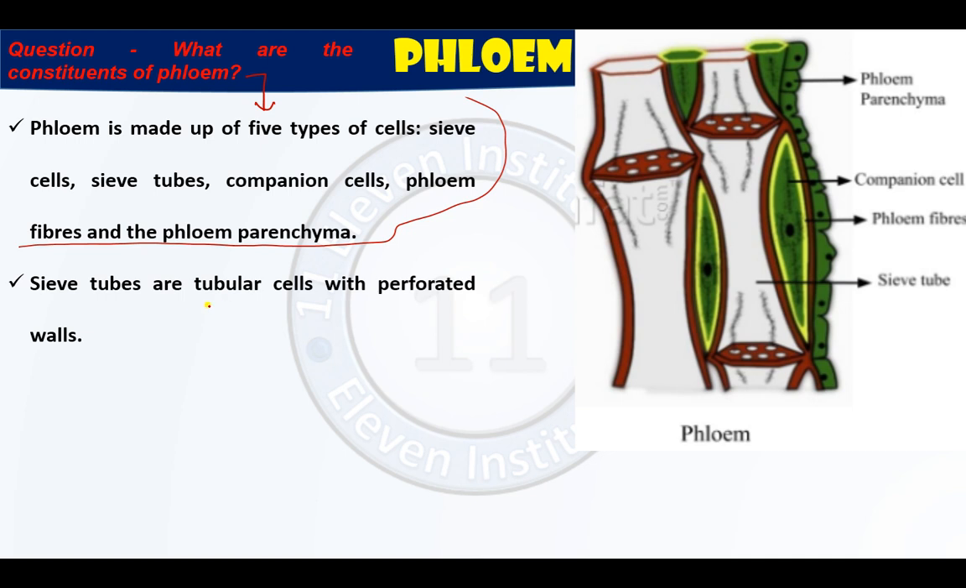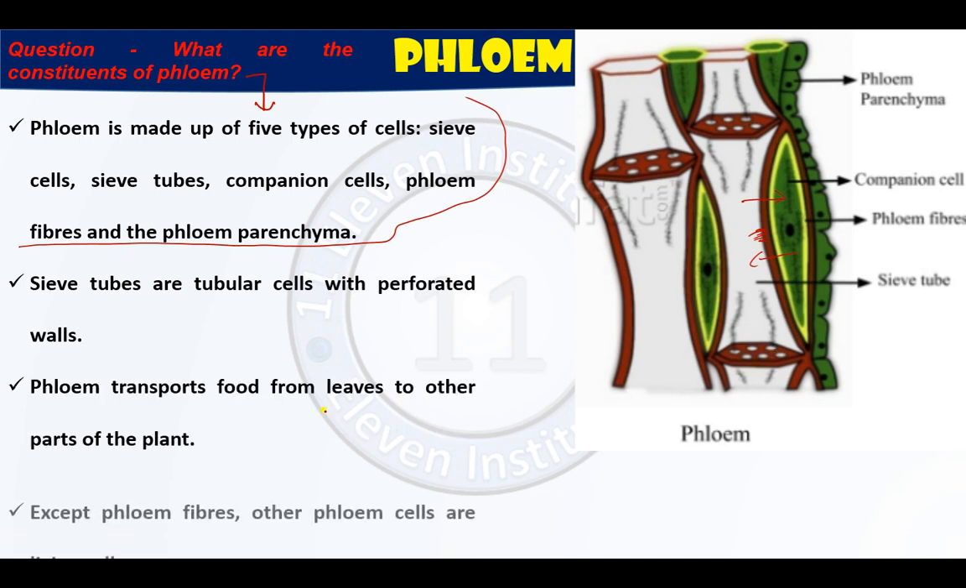Sieve tubes are tubular cells with perforated walls. We can see over here, this is a sieve tube. They are tubular cells or tube shaped, and they have perforated walls. These walls are perforated so that something can move inside the companion cells, and from companion cells something can come over here. Here also there are perforations. Phloem transports food from leaves to other parts of plants. Why do they transport food from leaves only?